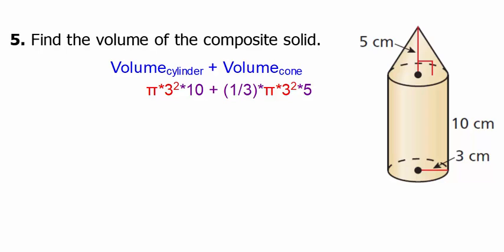Another example of a composite, volume of the cylinder, volume of the cone. In both of these, we have the area of the circle times the height, and 1/3 the area of the circle times the height. Simplifying those, 329.9 centimeters cubed.